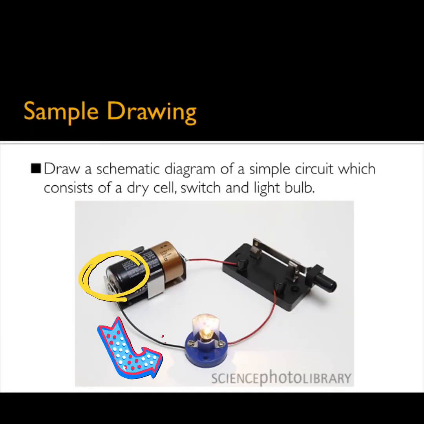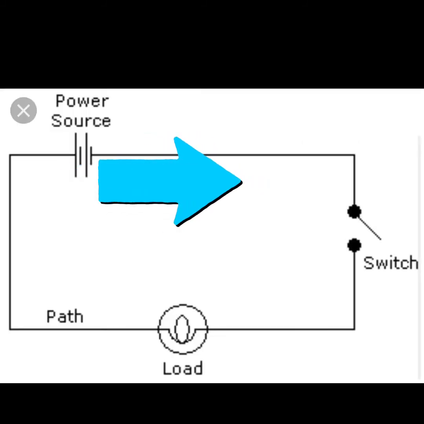Our schematic diagram is in the opposite direction of the electron flow shown here. Here, the electrons leave the negative end of the battery through the light bulb, through the switch, back to the battery in a counterclockwise direction. Here, the electrons are leaving the negative end of the cell through the switch, through the light bulb in a clockwise direction. This is more correct because the switch should be before the load.